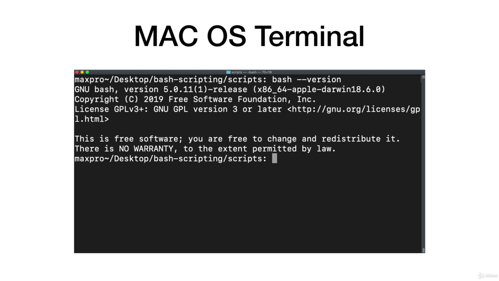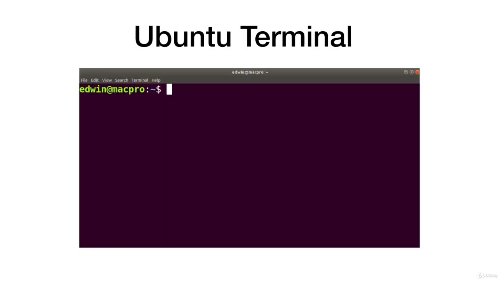Android has Unix behind the scenes. The iPhone has Unix behind the scenes. So if you have a macOS system, you are in a great place. If you have an Ubuntu terminal, you are in a great place because most of the stuff that we are going to be doing here can be used for Ubuntu machines as well.